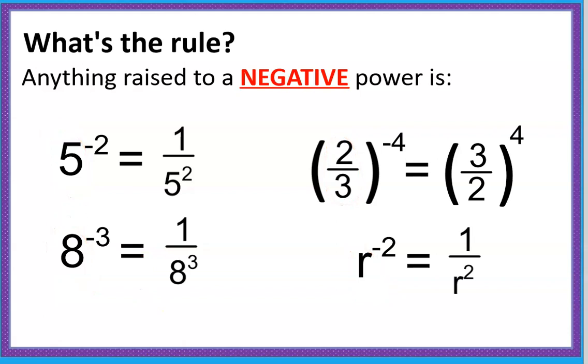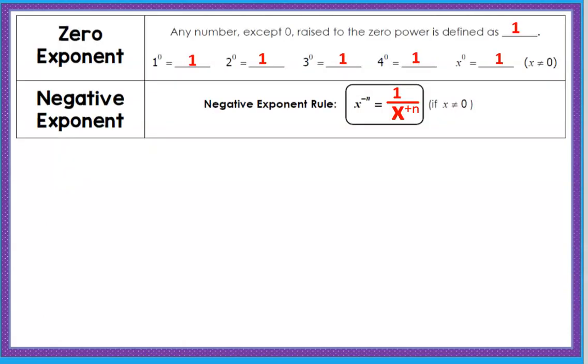Okay, let's summarize and then we're going to review. Anything raised to the 0 power, except the number 0, will be defined as 1. 1 to the 0 power is 1, 2 to the 0 power is 1, 3 to the 0 power is 1, 4 to the 0 power is 1, x to the 0 power is 1, w to the 0 power is 1, 5/7 to the 0 power is 1. Any number, unless the number is 0.